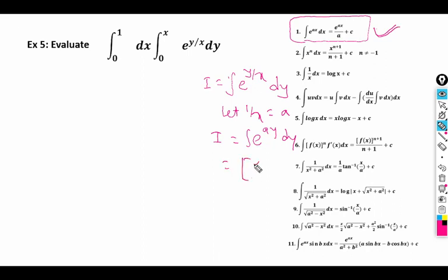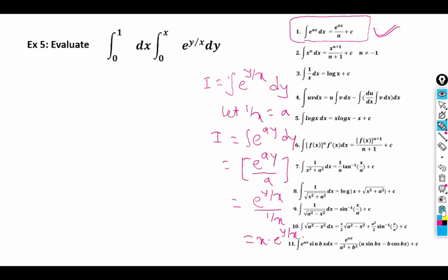So it is e raised to ay upon a, that's the integral, where we resubstitute the value of a. The value of a is 1 by x. So e raised to y by x upon 1 by x. So the integral is x into e raised to y by x. If you are able to write it directly, that's good.